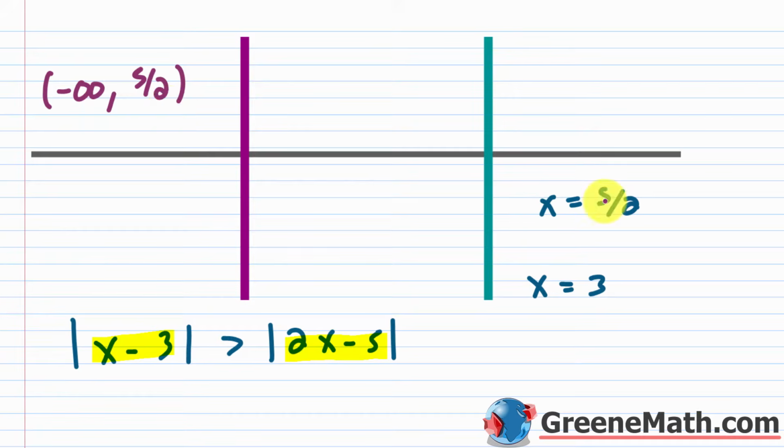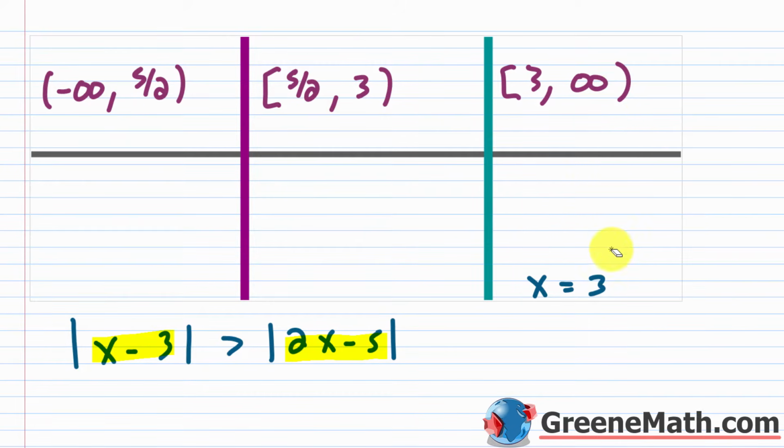The next interval is between these two values, 5 halves and 3. But I'm going to include 5 halves here, and I'm going to exclude 3. Again, I'll talk more about this in a moment. Then the next interval is anything that includes 3 and goes out to positive infinity, so basically 3 or anything greater. Now we've split up our number line into 3 intervals: anything strictly less than 5 halves, anything between 5 halves and 3 where 5 halves is included, and anything that's 3 or larger.